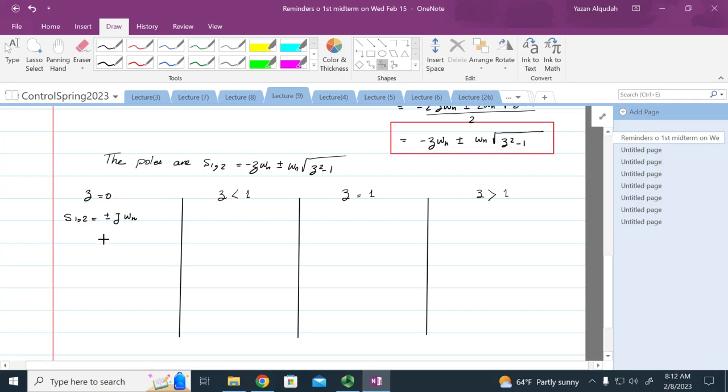And if I look at where these poles are going to be, where are these poles going to be? On the j omega axis, yes. So we're going to have a pole here, and a pole here. This is j omega n, negative j omega n. Two poles are on the j omega axis. We're going to call this response undamped.